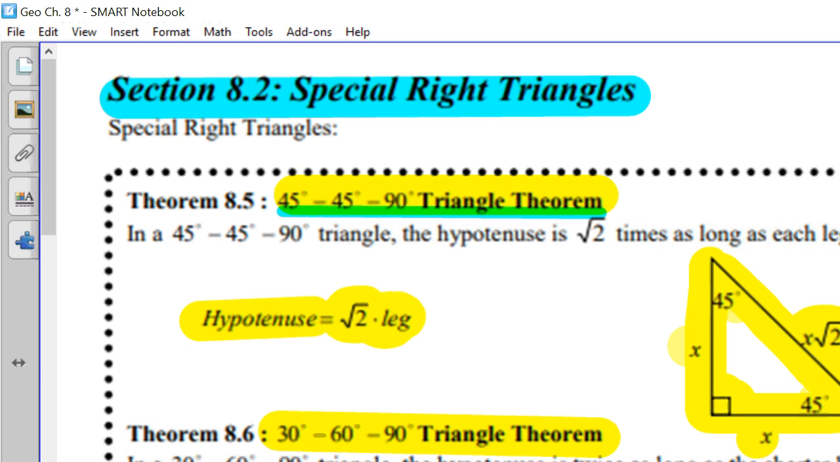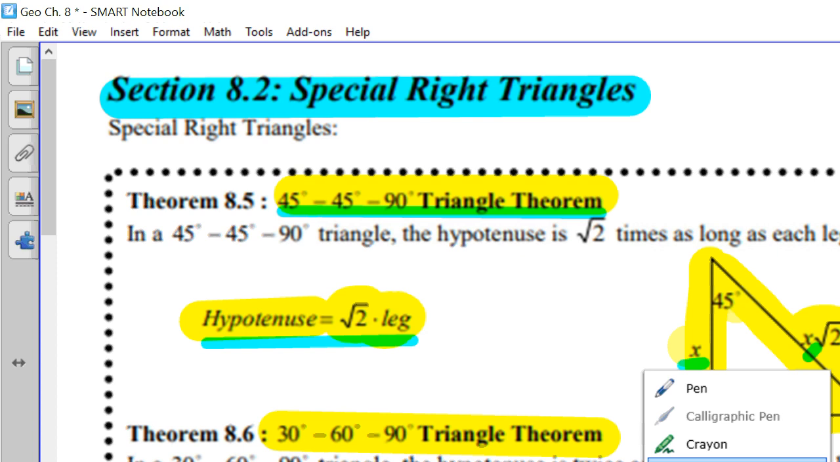So in a 45, 45, 90 triangle, the hypotenuse, in case you don't know where the hypotenuse is, I drew my little picture of the man so that we know what a leg is, and we know where the hypotenuse is. The hypotenuse is √2 times as long as each leg. So if you know what the leg is, you can find the hypotenuse by multiplying it by √2. Super easy. So here's the little formula. Hypotenuse is equal to √2 times the leg.